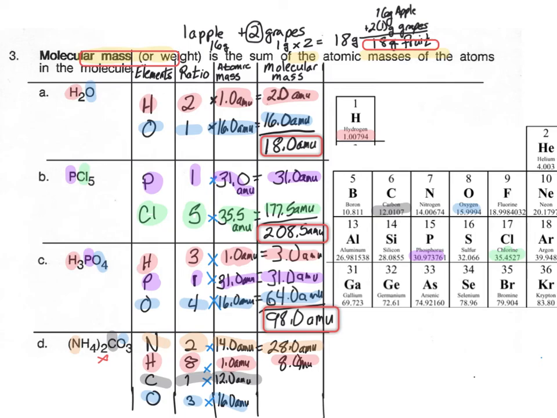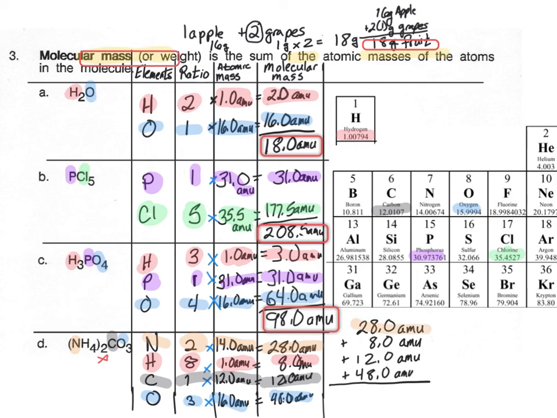We only have 1 carbon. It weighs 12.0 AMU for a total of 12.0 AMU. And we have 3 oxygens. Each one weighs 16 AMU for a total of 48.0 AMU. And finally, we add all of that up, so we have 28.0 AMU plus 8.0 AMU plus 12.0 AMU plus 48.0 AMU for a total of 96.0 AMU. And that is the molecular mass of (NH4)2CO3.